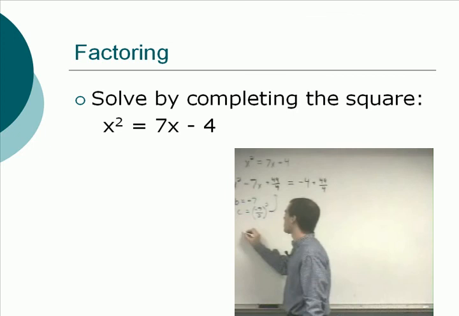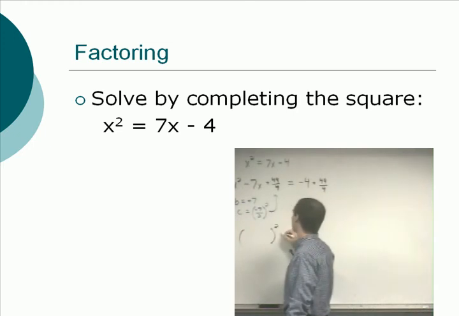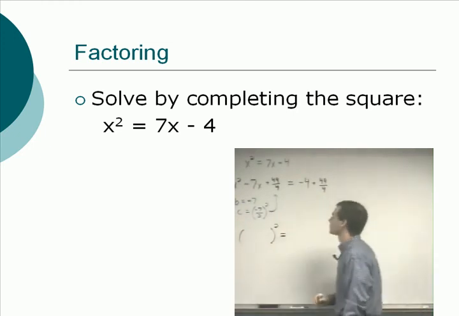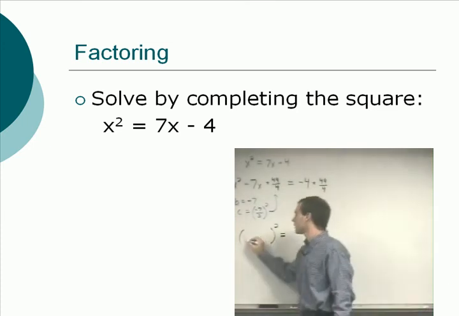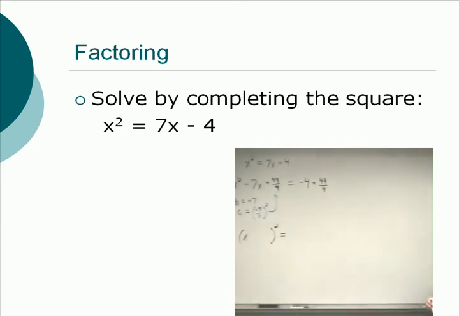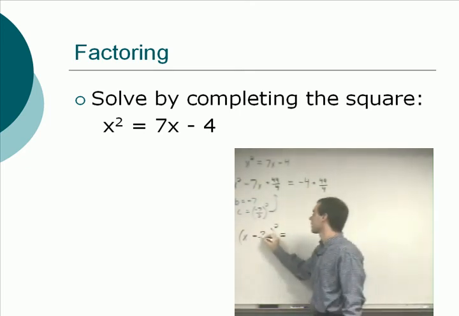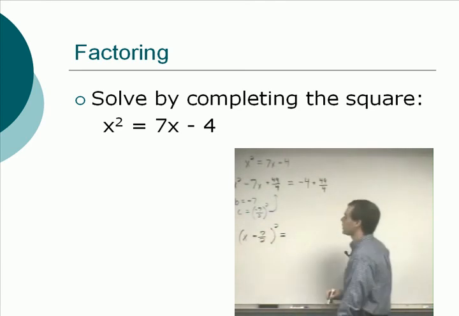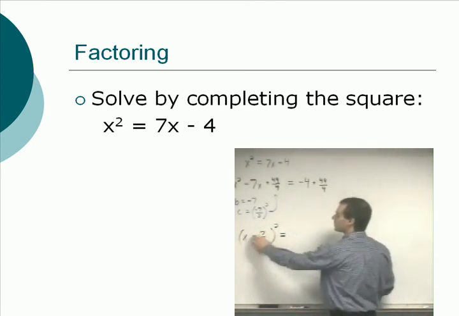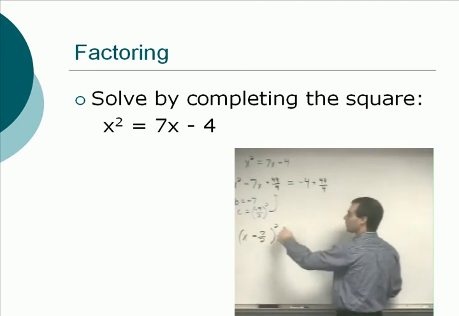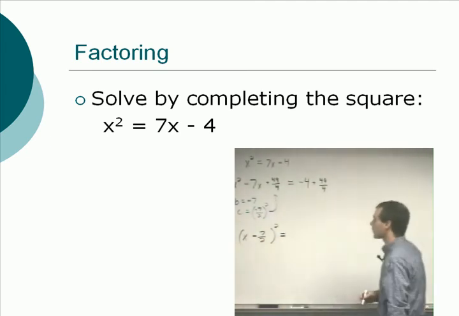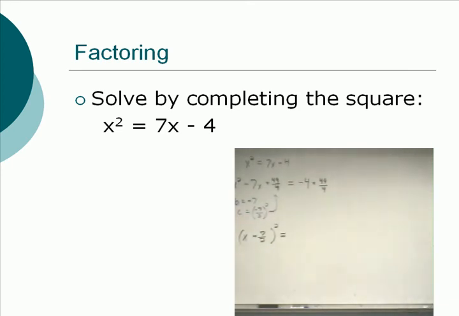So the left side now is what binomial squared? I'll give you a hint. x minus 7 halves. Because if you take this now and square it, you'll end up with 49 over 4 if we were to FOIL that out. x minus 7 halves squared. Everybody agree with the left side? No?